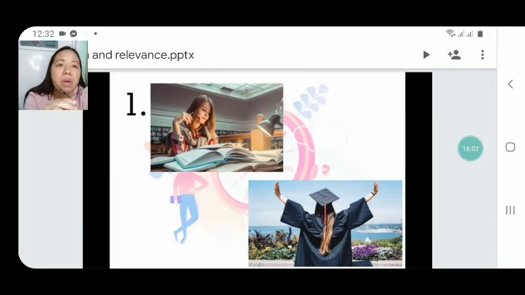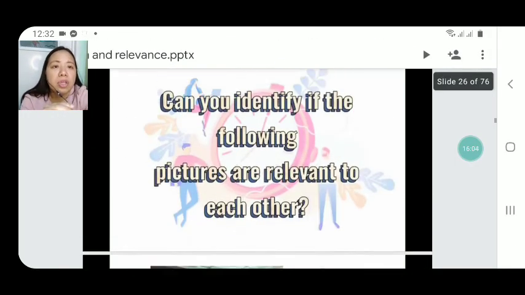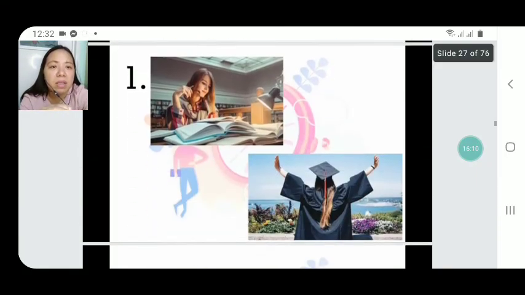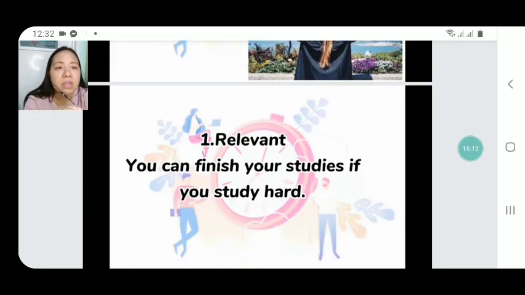Do you think you can identify if the following pictures are relevant to each other, so you can understand what is relevant? Yes, relevant, because you can finish your study if you study hard. So they are connected. Those people who can finish study, of course, need to study hard.